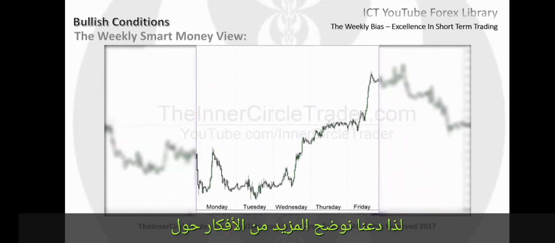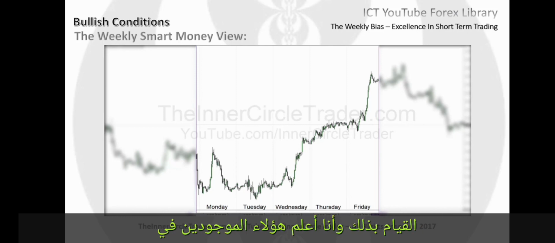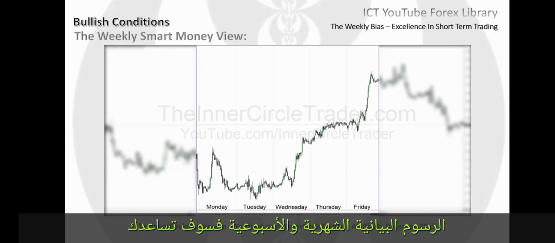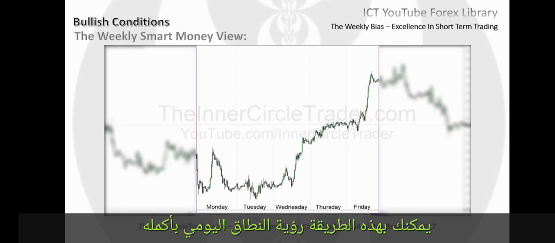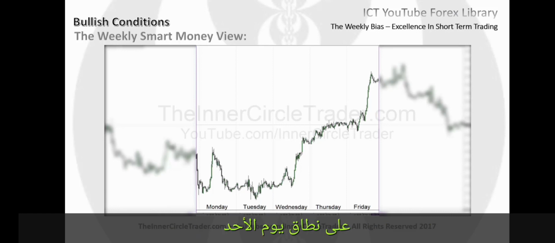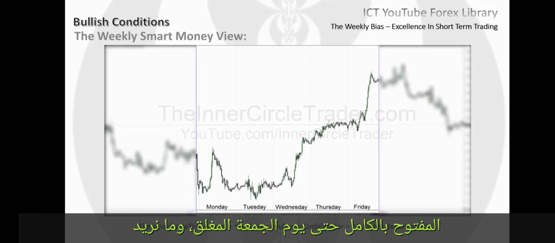So let's flesh out some more ideas about this. What you're going to be looking for is a higher time frame directional bias, and there's a couple different ways you can do that, and I teach those in the mentorship. But if you like looking at higher time frame charts like monthly and weekly charts, they will aid you and assist you in determining that. But this is an hourly and or 30-minute time frame viewing the weekly perspective, so that way you can see the entire daily range over the spectrum of the entire Sunday's open to Friday's close.